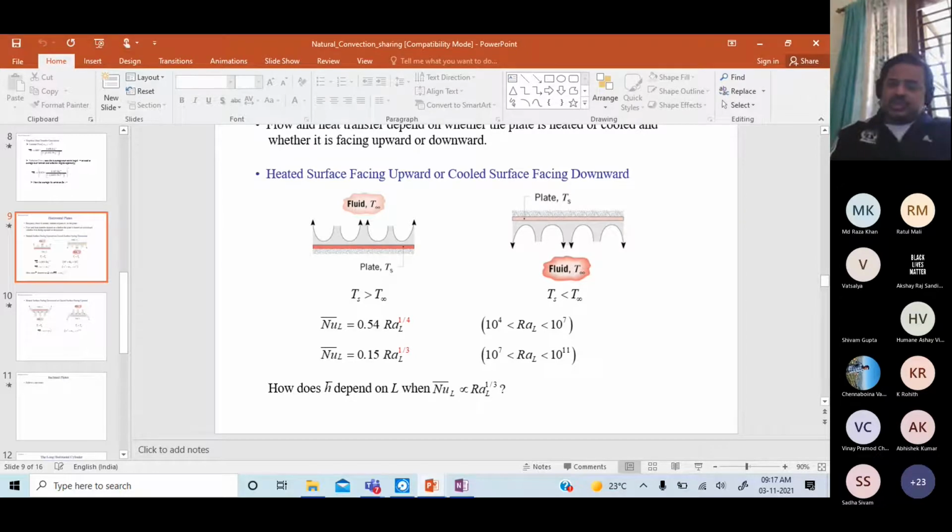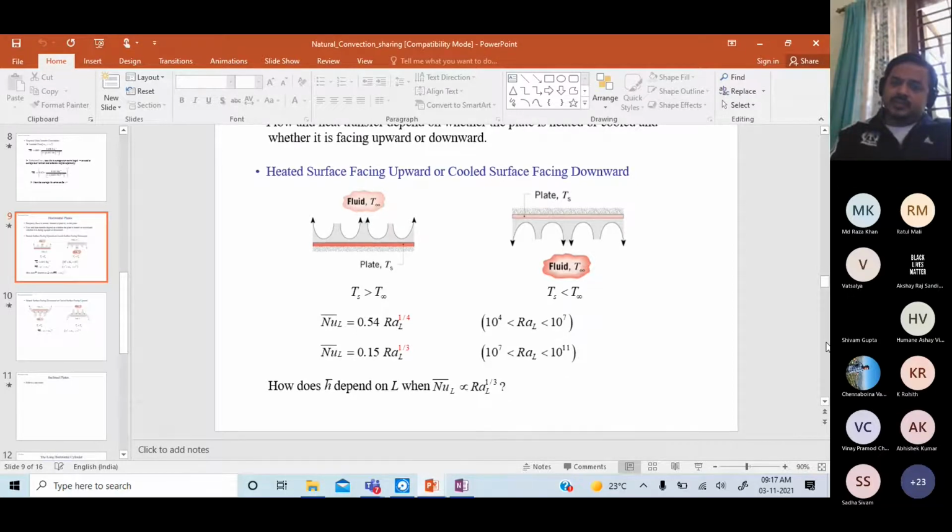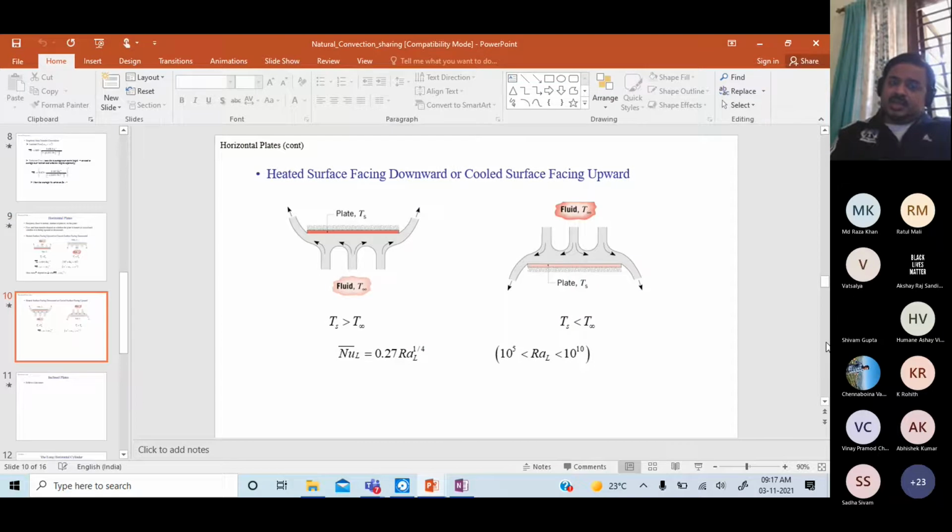So again, correlation based, you have these correlations at your disposal. You have to look at the situation, figure out which correlation to use. This condition is very difficult because my hot fluid wants to rise, but it cannot. Wherever it is coming from, it cannot. It has to go to the edge and then make its way along the outer edges of the plate. Its tendency is going to rise, but the plate itself is obstructing it.